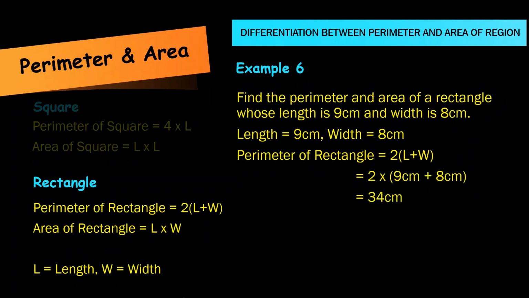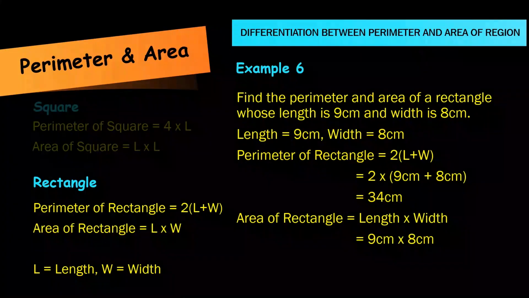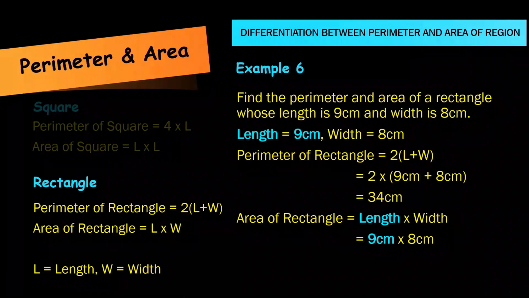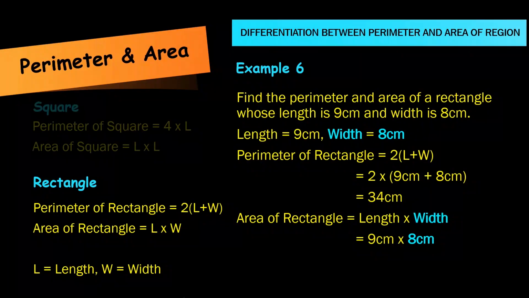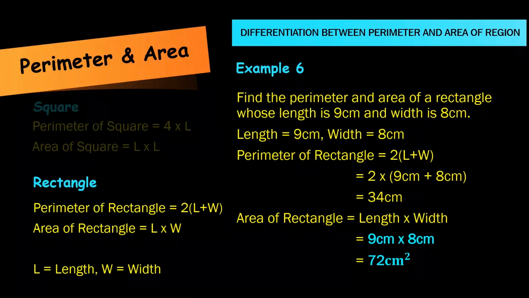And now for area. The area of a rectangle equals length times width. Again, plugging in the values gives us 9 centimeters times 8 centimeters, which is equal to 72 centimeters squared.